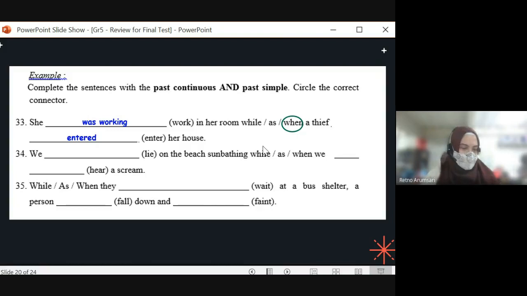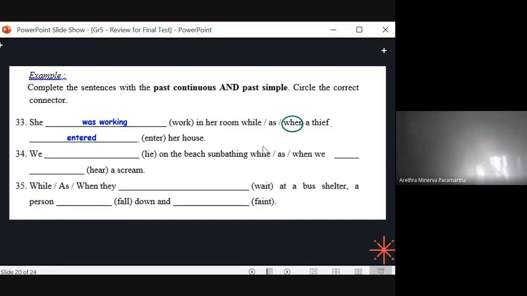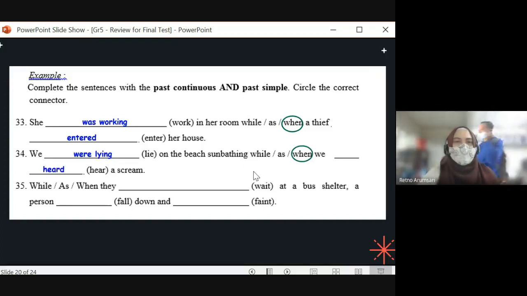Aretra. We were lying on the beach sunbathing when we heard a scream. Yeah, we were lying on the beach sunbathing when we heard a scream. Well done. Yes, past continuous again, when, and past simple. Okay, next, number 35.